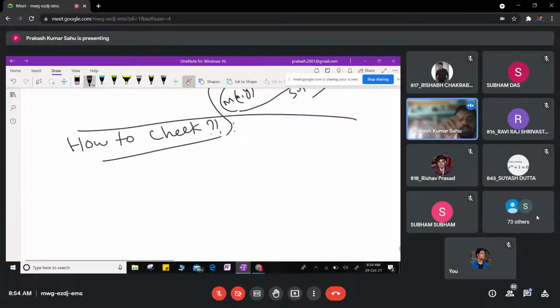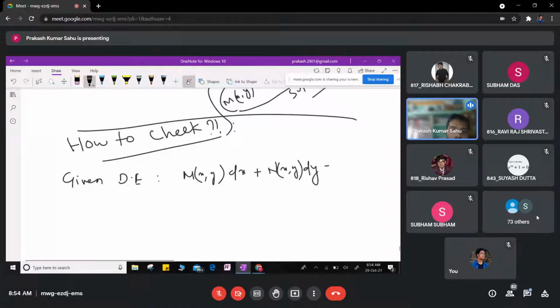Suppose the given differential equation is M(x,y) dx plus N(x,y) dy is equal to 0. Suppose this is your given differential equation. M(x,y) dx plus N(x,y) dy is equal to 0. Got it? So let us see.